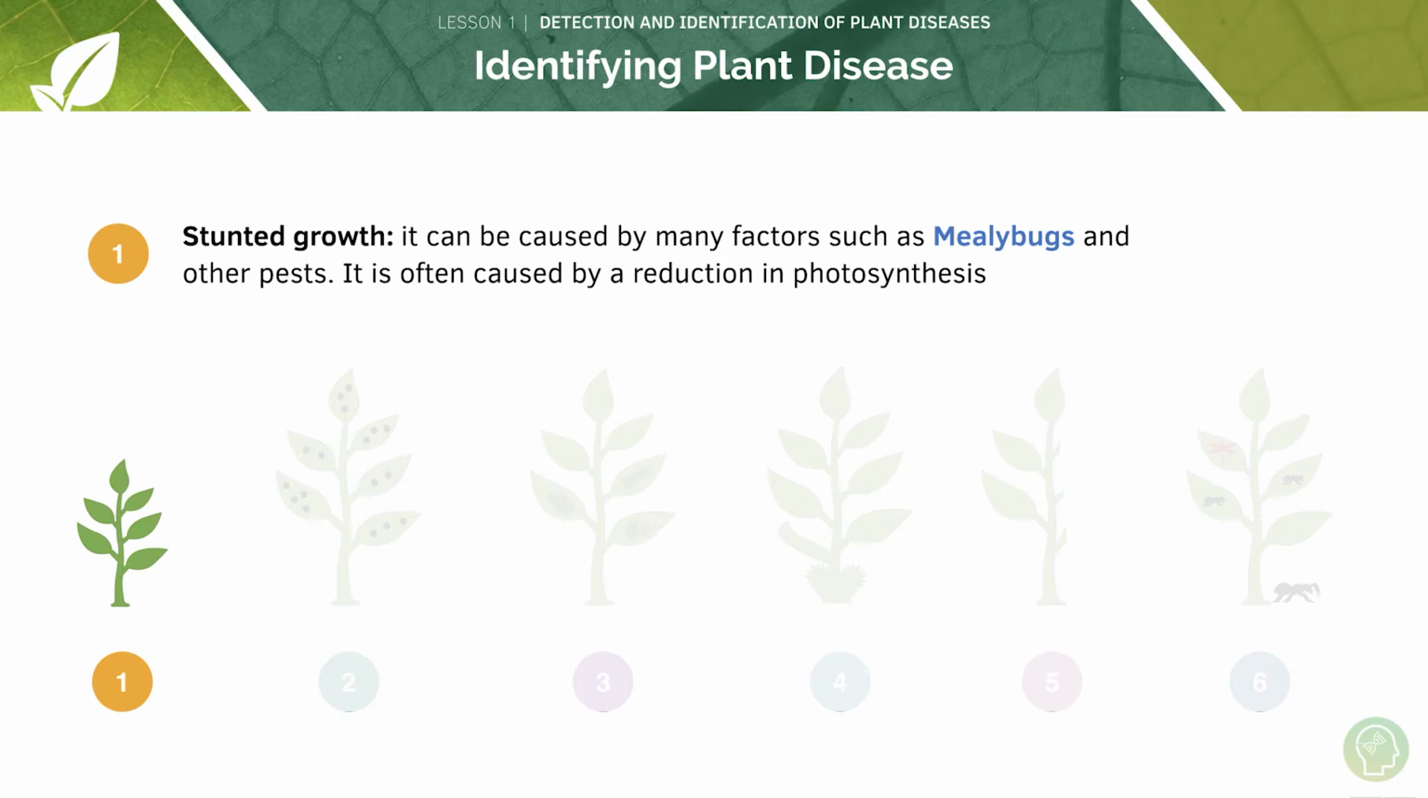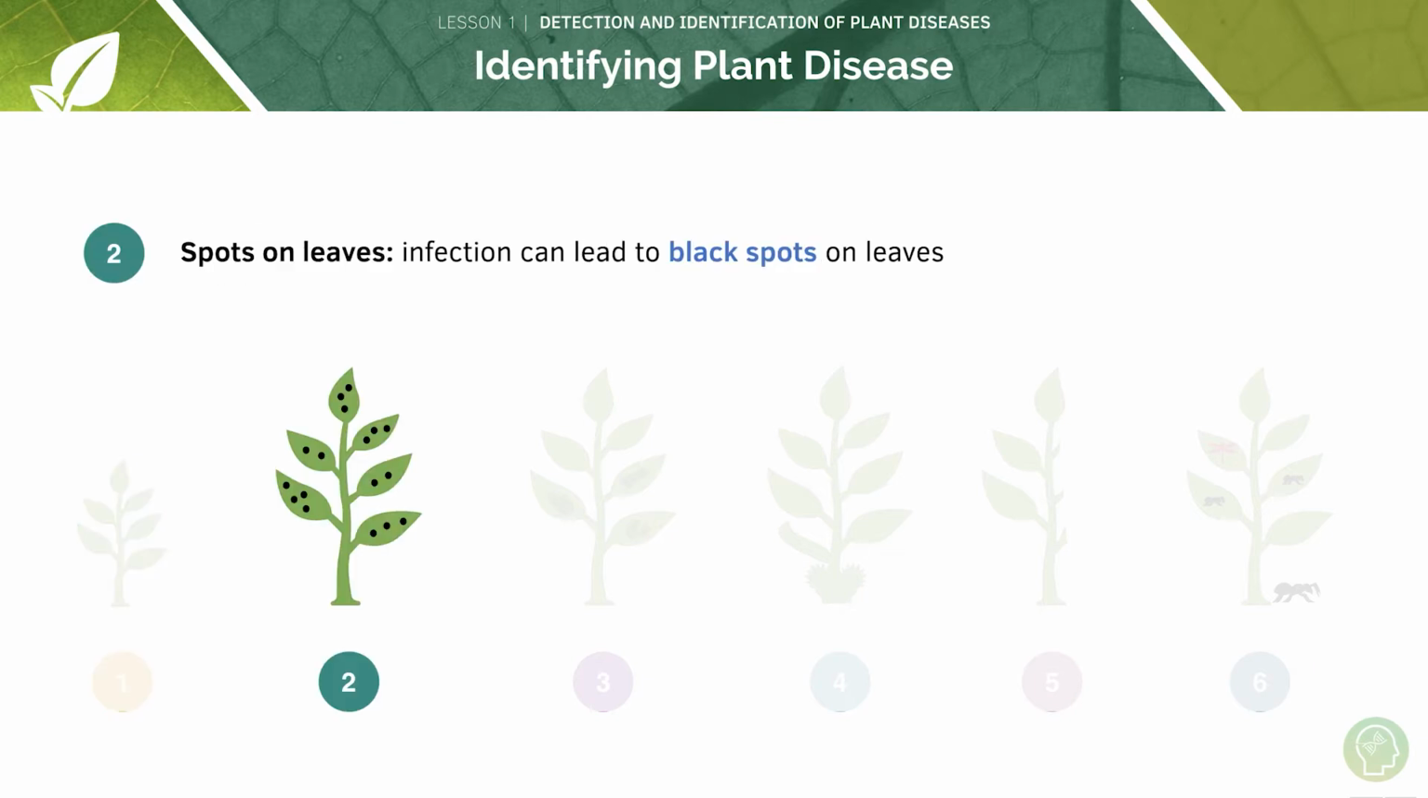So it's really, really important for the farmer to be able to spot plant diseases in order to prevent their spread. So we can do this by a number of ways. First of all, you might notice stunted growth, which can be caused by many factors, including pests, but also maybe due to a reduction in photosynthesis, or perhaps the plant not getting enough of the nutrients it needs. There might be spots on the leaves, so infection can lead to black spots on leaves.